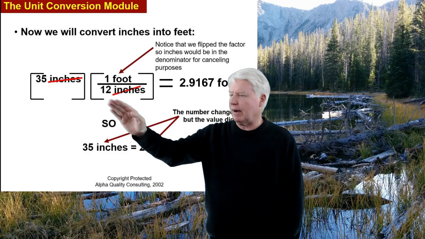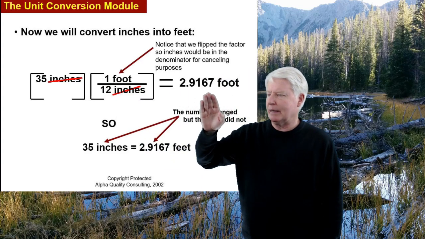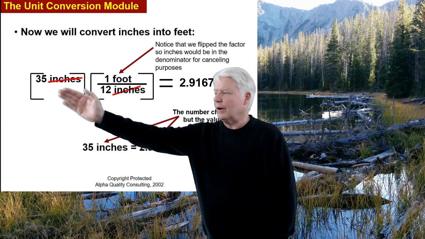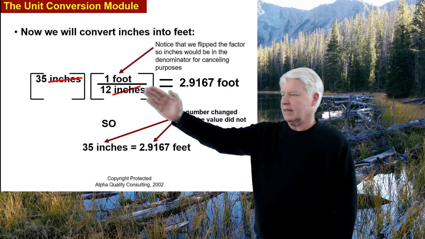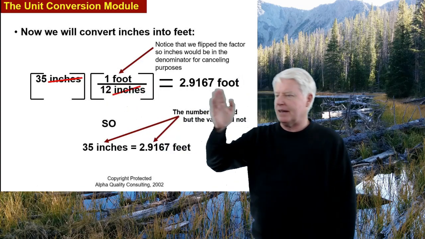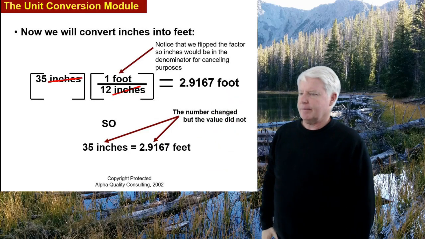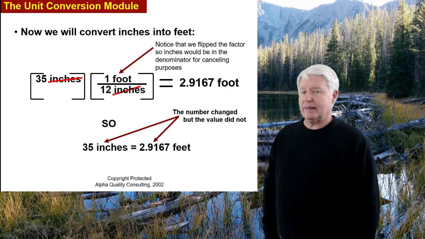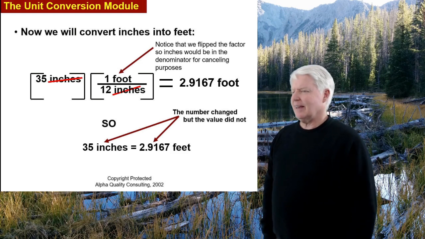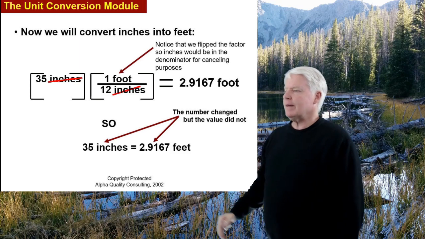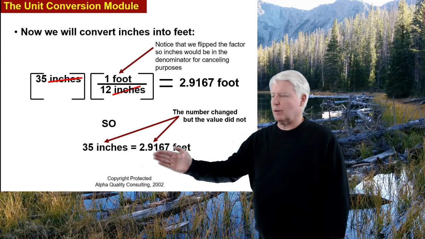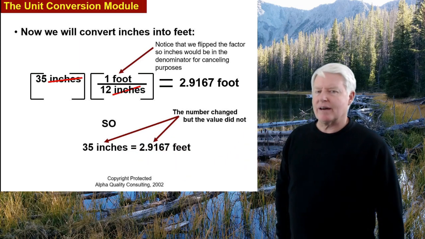Then I go 35 divided by 12 is 2.9167. So I know that 35 inches equals 2.9167 feet. Notice the inches got canceled out, the feet came through in the math. So there we did math on words, on units. And that's part of doing unit conversion. You have to be able to do that. So from this, we know that 35 inches equals 2.9167 feet.